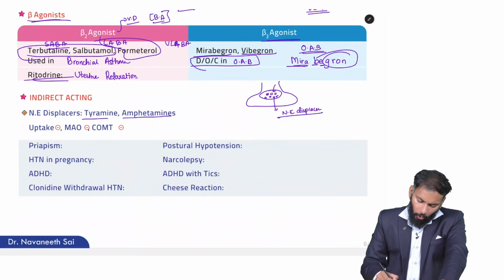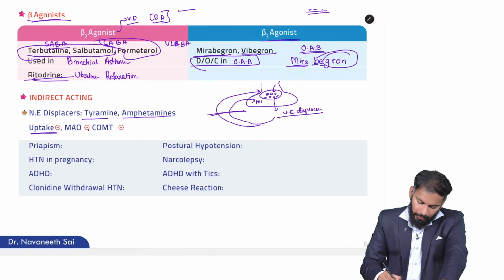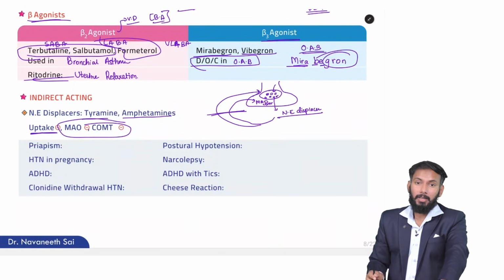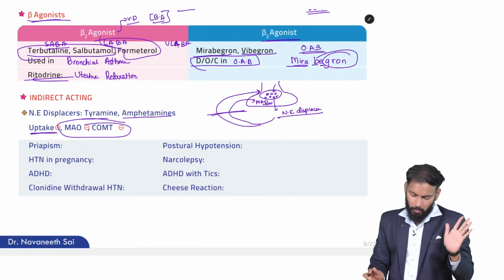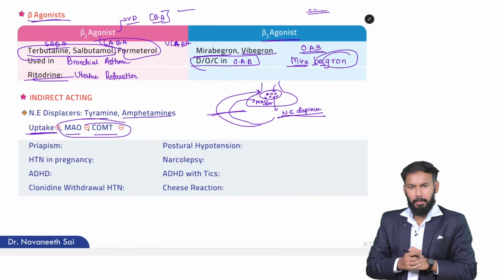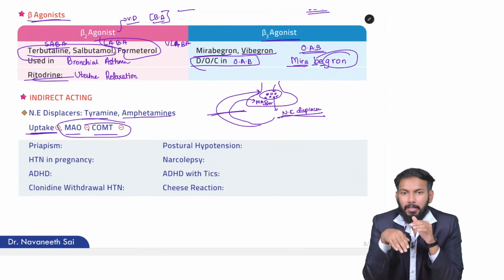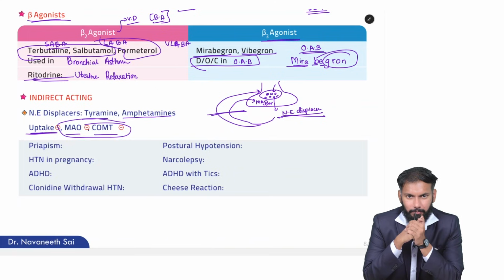Now, this norepinephrine is being reuptaken, so you can block this. These are uptake inhibitors. After this they are metabolized by MAO and COMT, and you can block these. These are MAO and COMT inhibitors. So these are the 4 classes of drugs: norepinephrine displacers, uptake inhibitors, MAO inhibitors, COMT inhibitors. In all of these, what is important? Amphetamine. An amphetamine-like drug is methylphenidate. Methylphenidate is the drug of choice in ADHD.